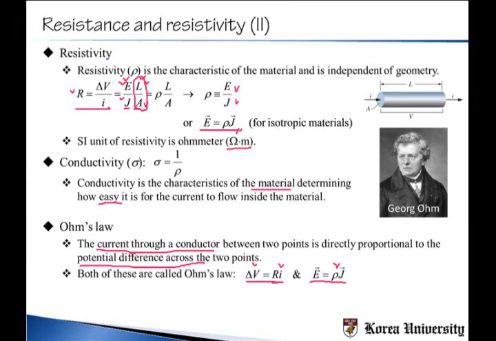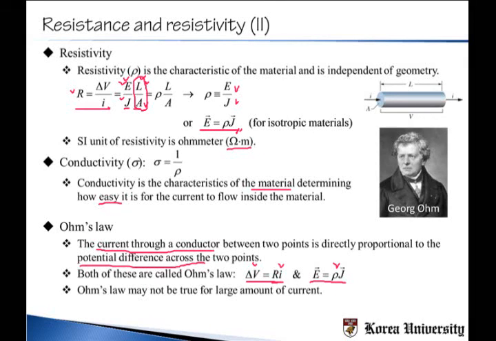Okay. And in fact, Ohm's law was a very useful concept, but Ohm's law is not always true. It breaks down very often. And when does it break down? Ohm's law may not be true for a large amount of current. So if you have any resistor and try to flow a very large amount of current, then it will break down. Okay. So Ohm's law is not always true.